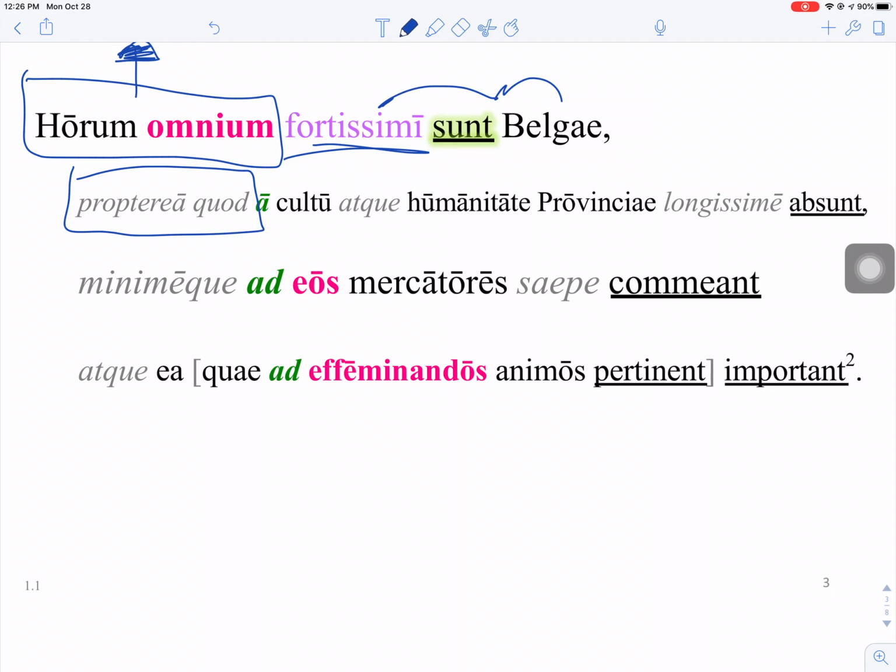And Caesar's interesting with the way he uses adverbs. I don't quite know how I would describe it, but it's different than other people. So longissime, they are the furthest absent, the most long absent from, and this is a prep phrase here. And here, this is unusual that he uses minime saepe, least often.